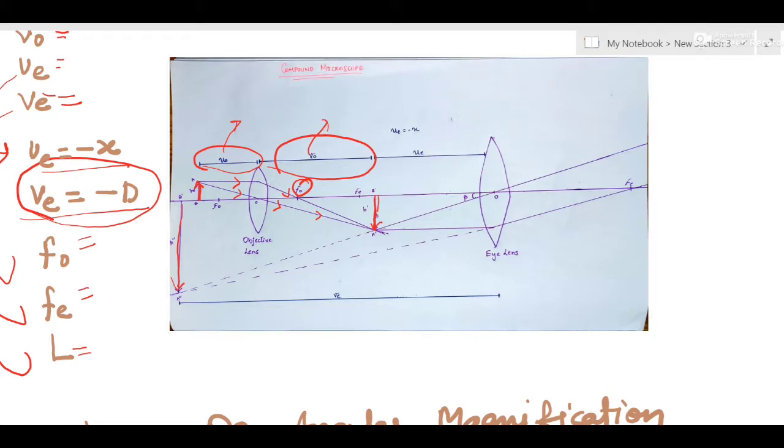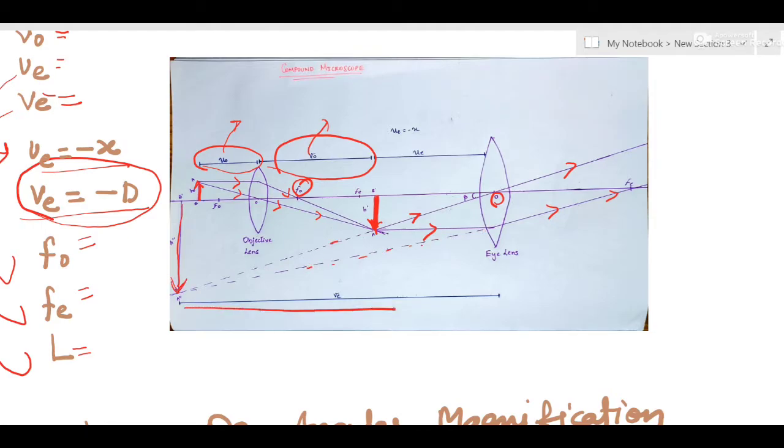Now this image is acting as object for the second lens, right? So one ray is going like this. This is the optical center of the second lens. The second ray, parallel, will go through focus. Please draw in such a way that they are spreading apart. Now produce them in back direction, so the final image is formed here.